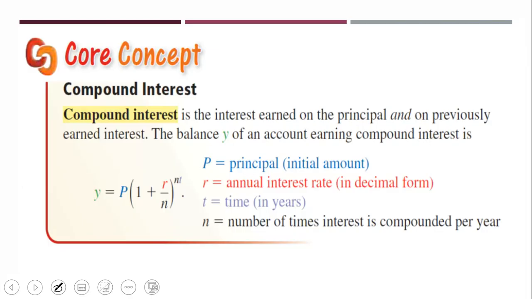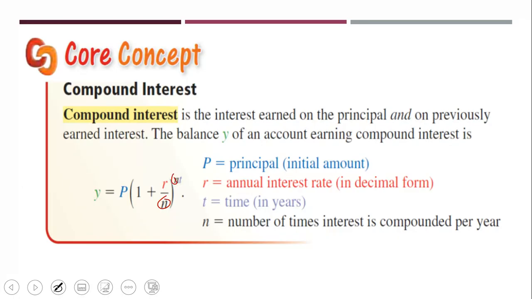Next thing in here is something that's referred to as compound interest. So again, it's an application of the exponential function rules, but now we're doing something a little bit different here. We're adding a couple moving parts in here. We've got these things called n, okay? So compound interest is the interest earned on principal and on previously earned interest. The balance y of an account earning compound interest is given as the formula below. So it looks very similar to what we saw, except now, like I said, we have these n's that are coming into play as well.